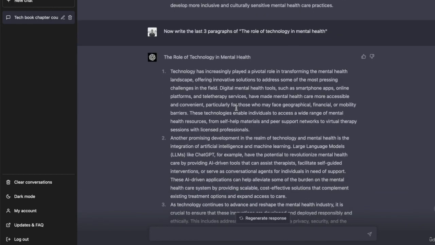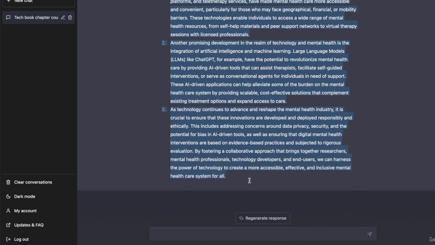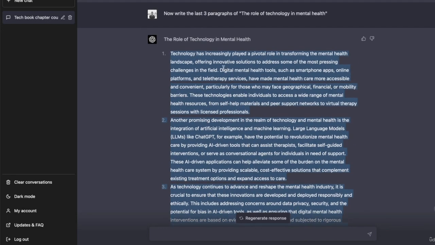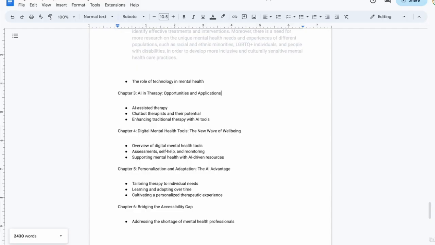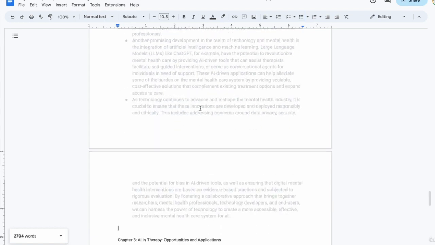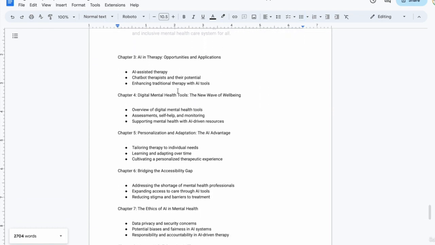Interestingly, it only wrote 3 paragraphs, so I made a mistake. I asked it to write 3 paragraphs and it did. Well, I guess we'll only have 3 paragraphs for this sub-chapter instead of 5. The mistake was human.